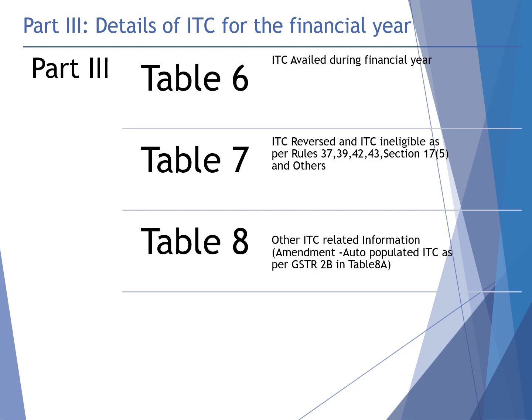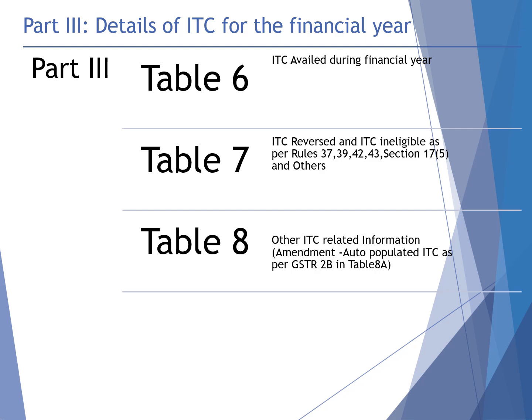In Table 6, we are required to give the details of all the ITC availed as declared in the GST return. Table 6A is auto-populated from Table 4A of GSTR 3B, which means that the credit pertaining to financial year 23-24, which is shown in the financial year 23-24 GST return, is auto-populated in Table 6A, which captures the information from GSTR 3B Table 4A.